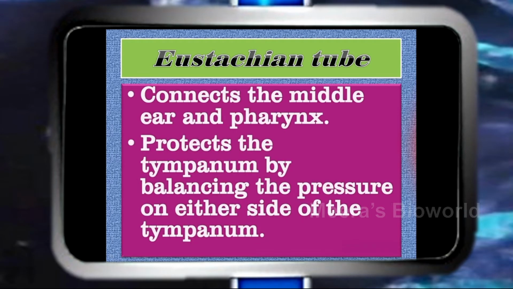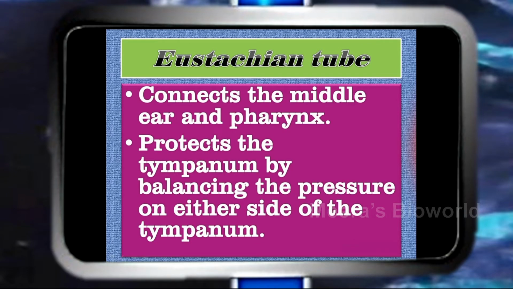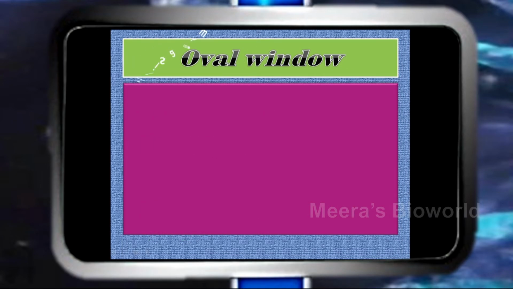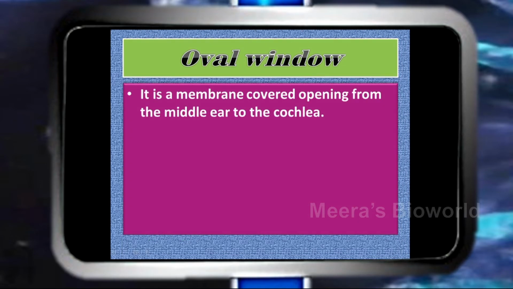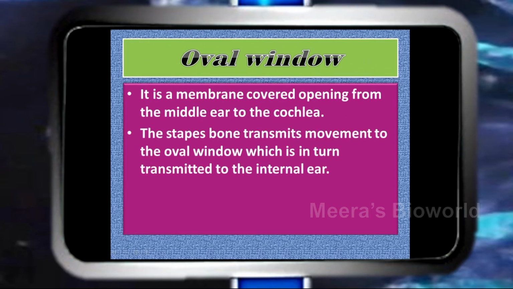Eustachian tube connects the middle ear and the pharynx. It protects the tympanum by balancing the pressure on either side of the tympanum. Oval window, it's a membrane covered opening from the middle ear to the cochlea. The stapes bone transmits movement to oval window, which is in turn transmitted to the internal ear.